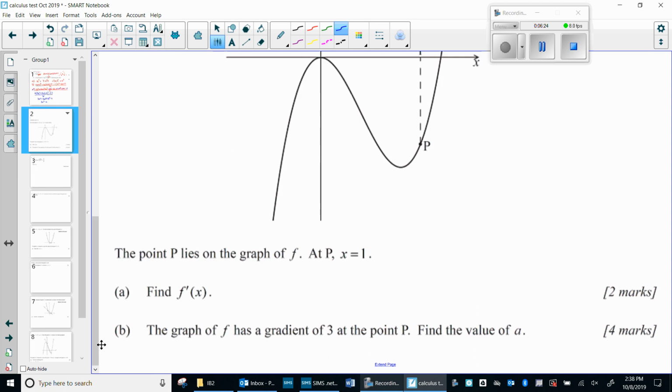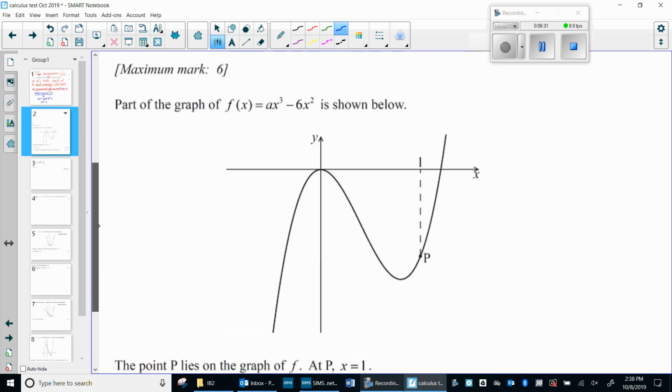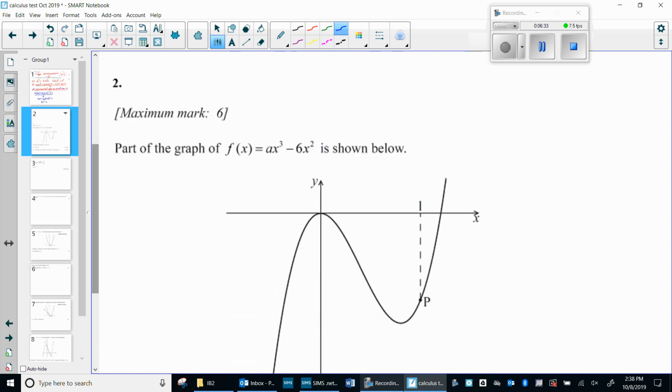Part A says find f dash x. So we're looking at the function. We don't know what A is, so A is going to be part of our answer. So how do you differentiate this? I'm writing it up here just because it's easier than moving it up and down. You have to treat it as a regular differentiation setup.